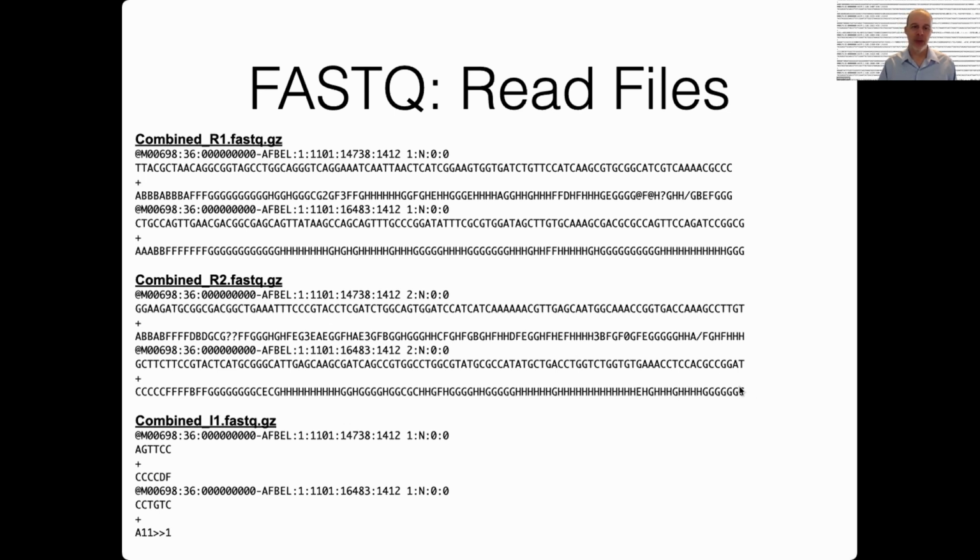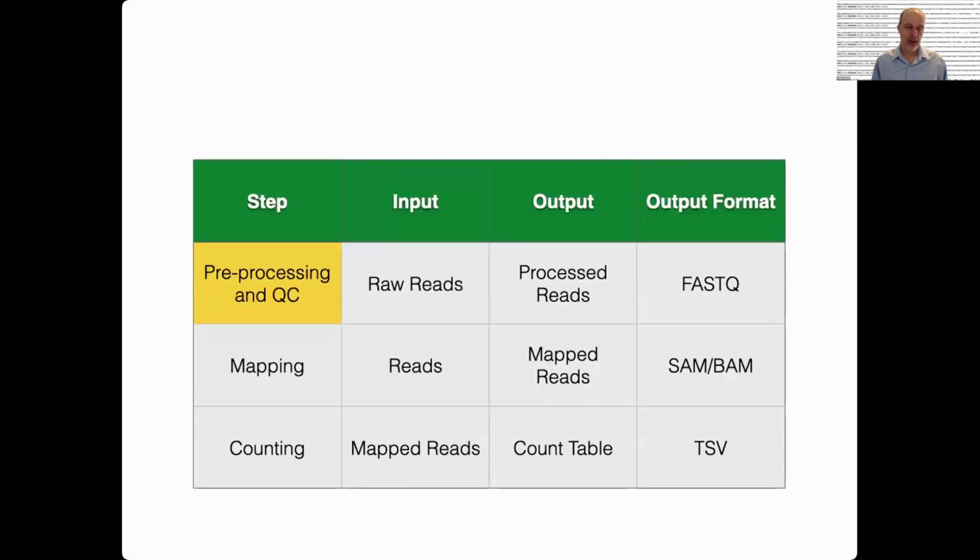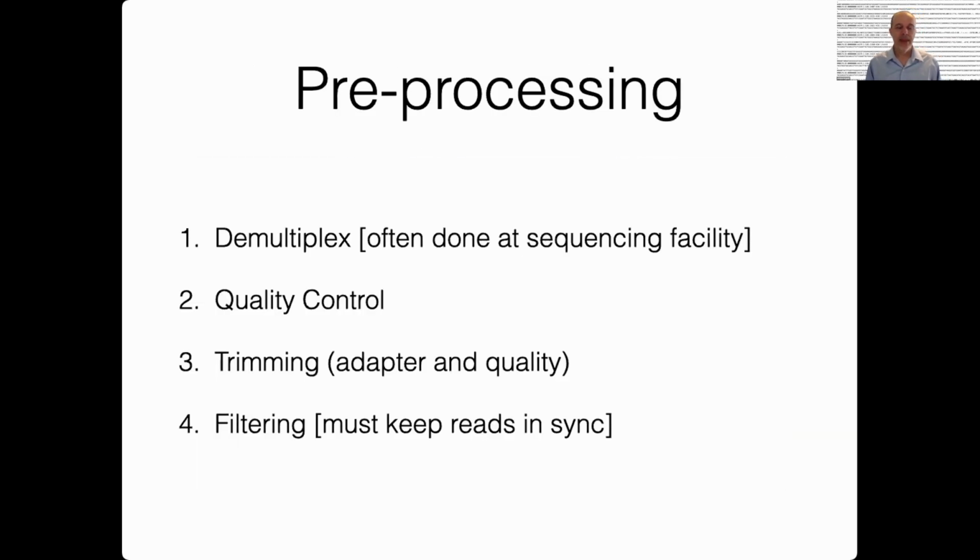Particularly at the 3' end, you're more likely to have lower quality scores. So sometimes you'll trim off really low quality bases. And if you have a read that's total garbage, you might throw it out.